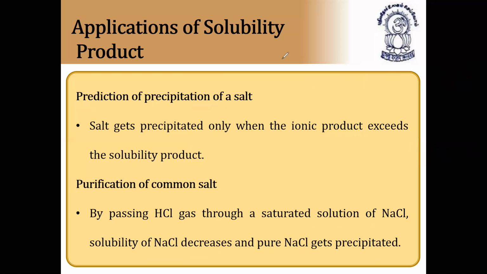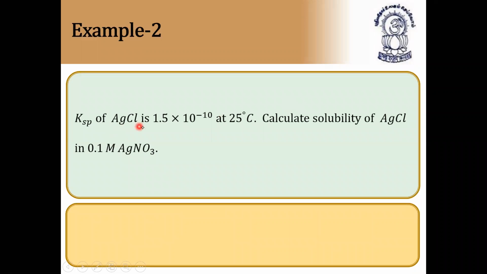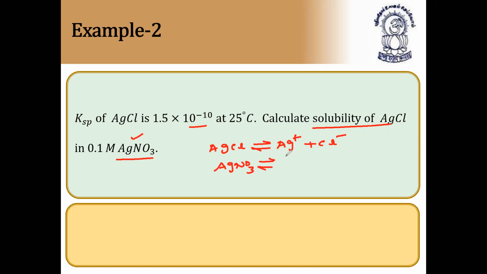Now let us see the next one. Ksp of silver chloride is 1.5 times 10 to the power of minus 10. Calculate the solubility of AgCl in 0.1 molarity silver nitrate. So the Ksp of silver chloride is given, and they are asking the solubility in silver nitrate. Silver chloride dissociates to form Ag plus and Cl minus, and silver nitrate dissociates to form Ag plus and nitrate ion. Silver ions are common, so definitely the solubility of silver chloride will decrease due to the presence of silver nitrate.